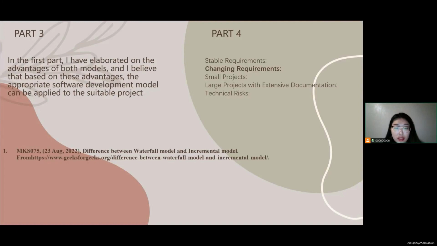The fourth is large projects with extensive documentation. Large projects that require extensive documentation, such as safety critical systems, are also better suited for the waterfall model. And the last is technical risks. Projects with inherent technical risks that may be mitigated by starting to build or prototype the actual system are better handled using the iterative and incremental model.